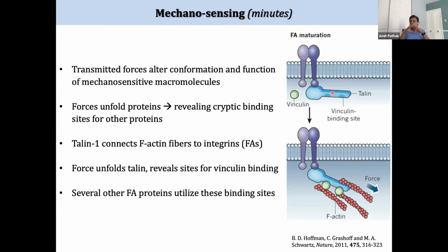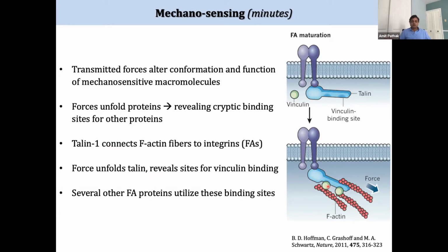It's like having a spring. And when you stretch the spring, the inner loops of the spring will open up. And in those inner loops are these cryptic binding sites for other proteins to come in and cluster. And this talin is important because it connects from the integrin to the intracellular cytoskeleton, like focal adhesion fibers. The forces unfold this talin and reveal these sites for vinculin and other proteins, and those proteins then come in and cluster and stabilize the bond. We'll talk a little more about it, but that's the basic process.